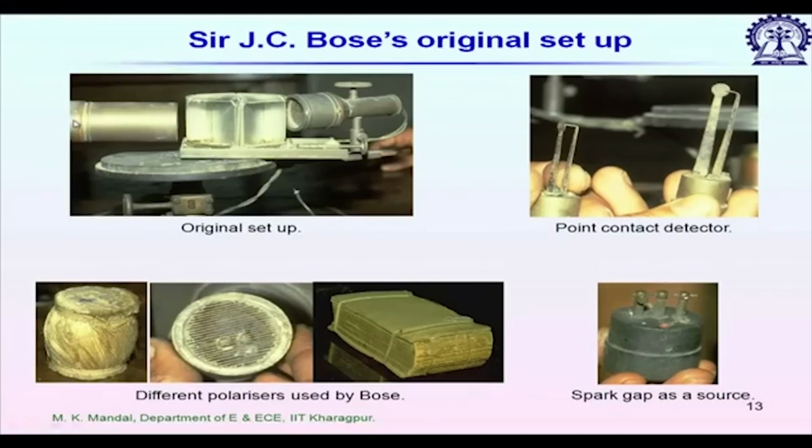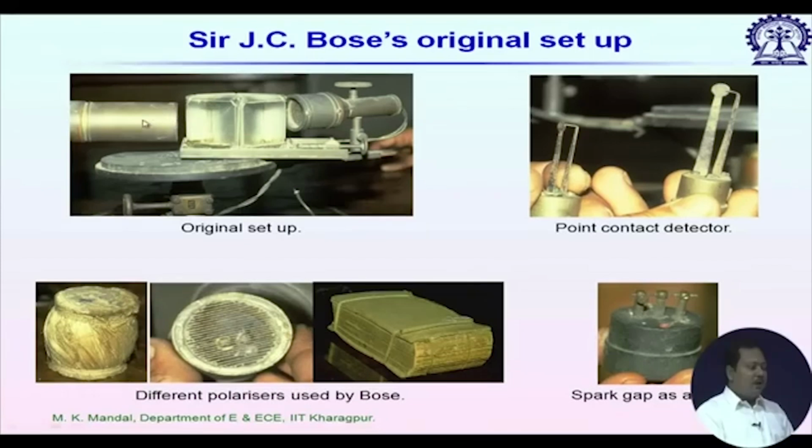Inside we have the spark gap, from which the electromagnetic wave is transmitted by this pipe. Now we call it a horn antenna. This is a prism made of a dielectric material, to show the refraction property of the electromagnetic signal, and this is the receiver side.